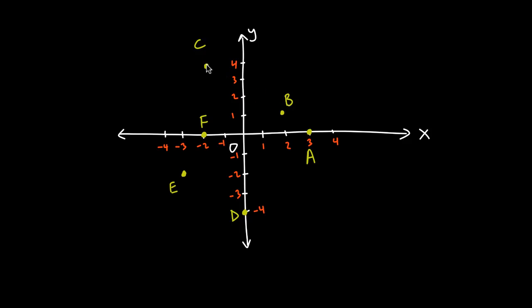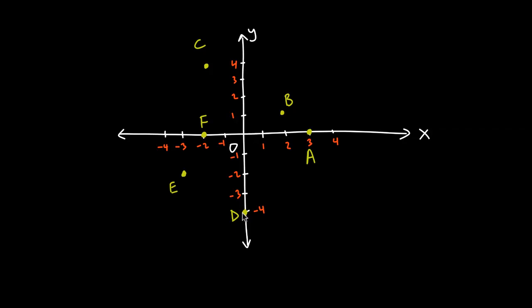Point C, let's look at this one next. In order to get to this point, we need to go negative 2 units, or 2 units to the left on the x-axis. So once we're here, we need to go 4 units up on the y-axis. So the coordinates of this point would be negative 2, 4, because that's how high this point is. Again, just a friendly reminder, the x-coordinate always comes first, the y-coordinate always goes second.